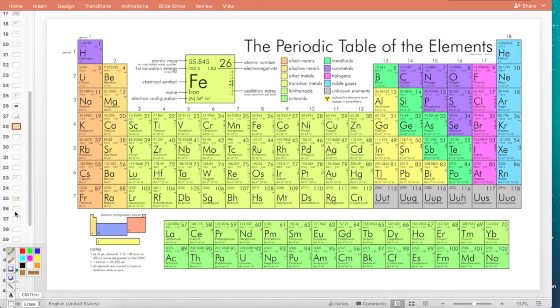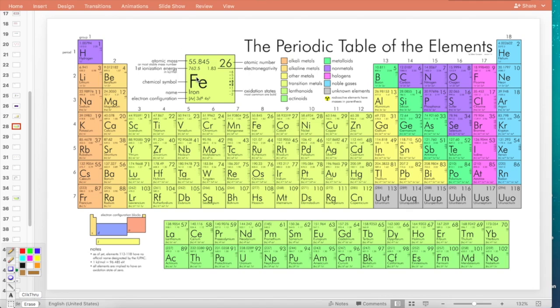Another thing to notice about the periodic table that's incredibly important is that there are lots of numbers in each little box. Again, each box represents an element, a type of atom. There's lots of stuff going on. So let's look at iron for an example. Iron is here, number 26.